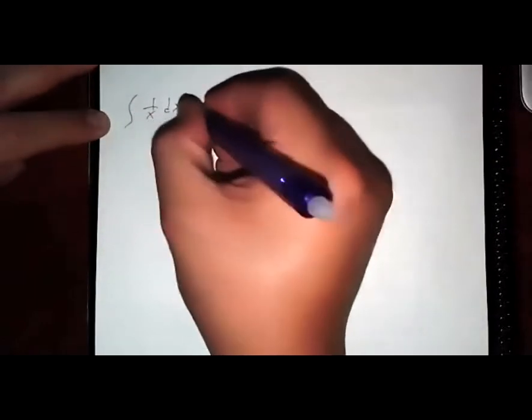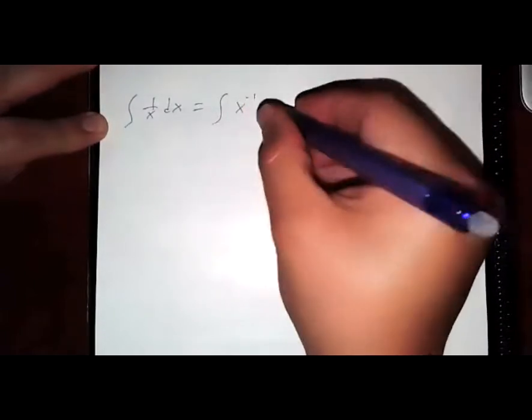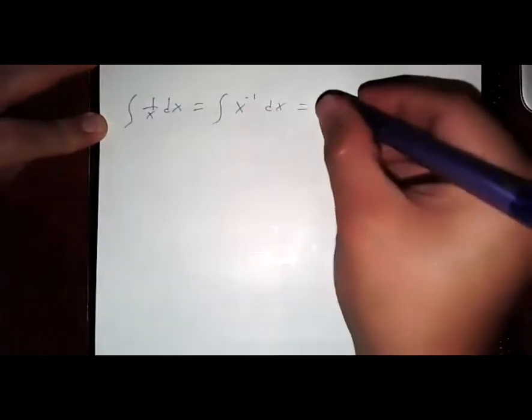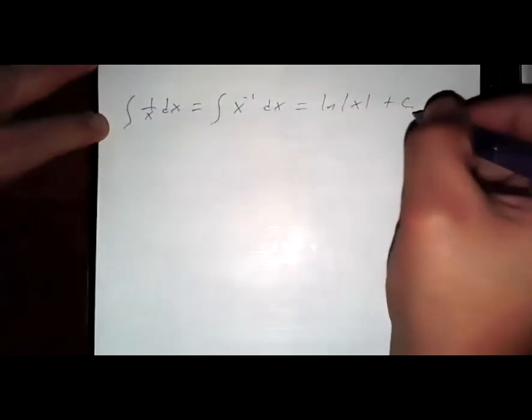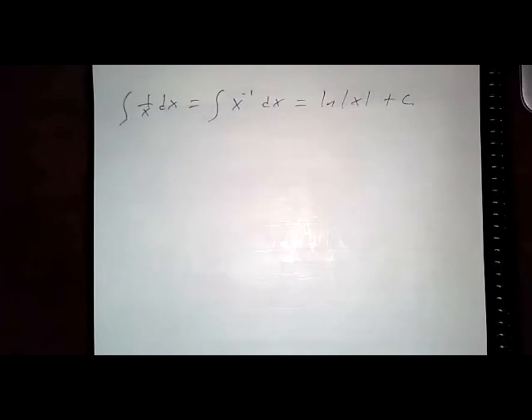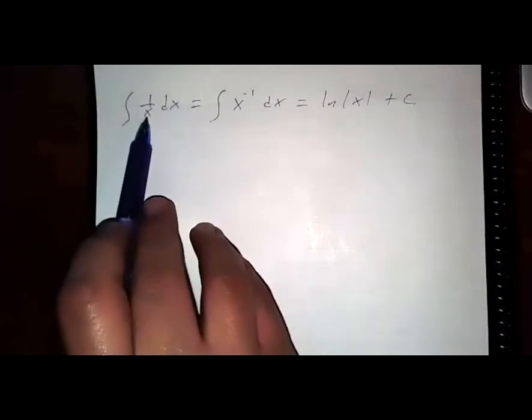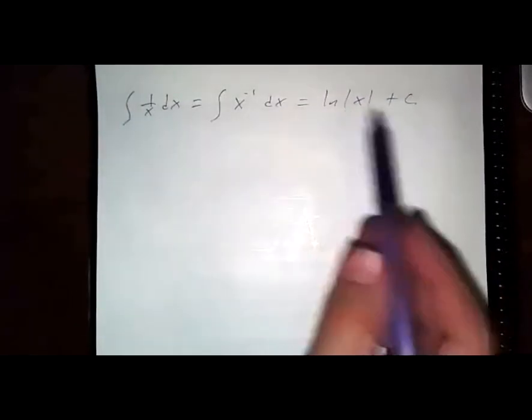Okay, let me give you another rule for natural log. When you integrate 1 over x dx, or you find the antiderivative of x to the negative 1 dx, the answer will be ln of the absolute value of x plus c. So if you see something like this, then it's going to be ln.